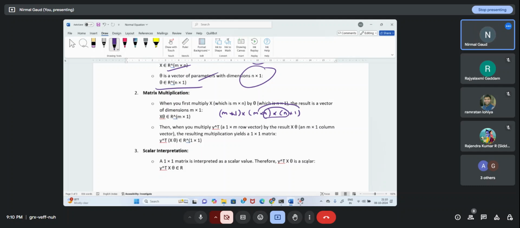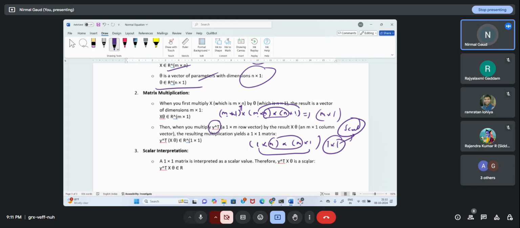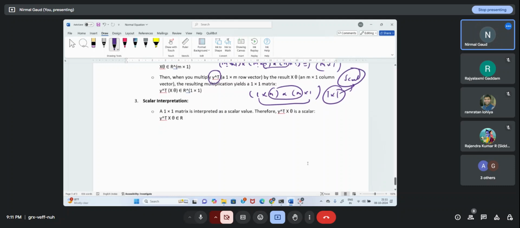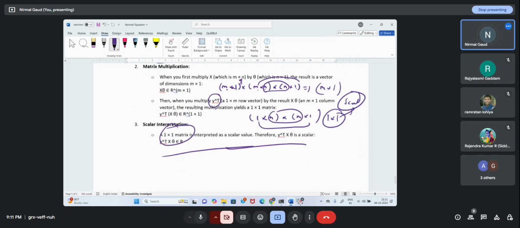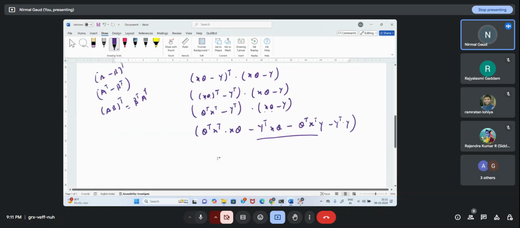Okay, this is y transpose, so y transpose will be 1 cross m. So m cross n into n cross 1 will be m cross 1, and this is m cross 1, that is why its transpose will be 1 cross m. So 1 cross m into m cross 1, m is again the same, and the output will be 1 cross 1. So 1 cross 1 is a scalar value, that means only one value we are getting. So obviously it's a scalar quantity.